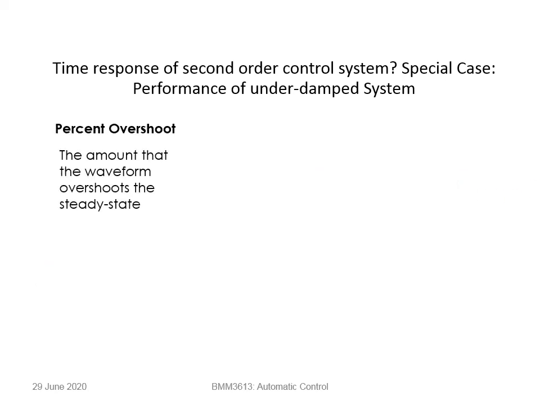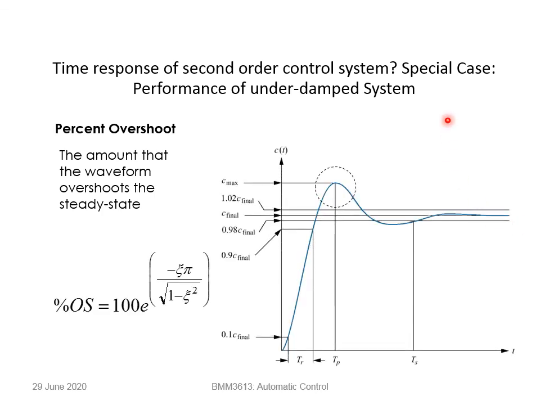So the next criterion of performance, the third one, is what we call percent overshoot. This is very important for an underdamped system. So what is percent overshoot? Percent overshoot is the amount of the waveform that overshoots the steady state.